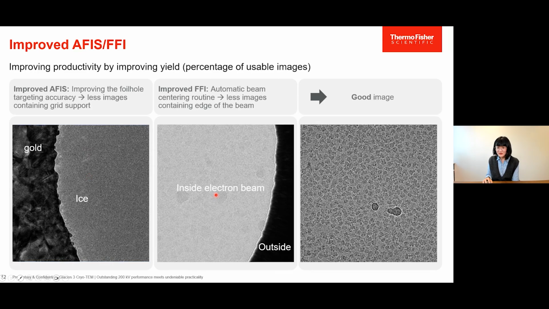And then some of the images contain the edge of the beam. These are because the electron beam slowly drifts out of the field of view. And so now we introduce an automated beam centering routine to fix these types of images. As a result, once you have Glacial 3, you shouldn't have these types of images, you should all have these good images which contain only the wanted imaging area.